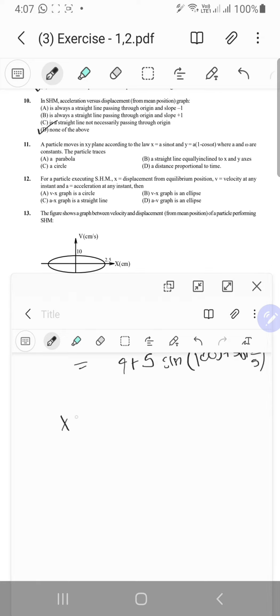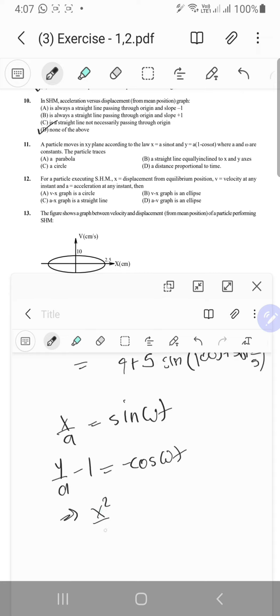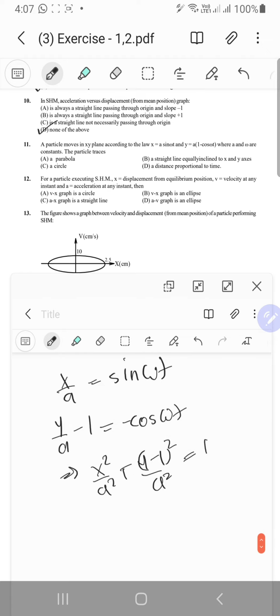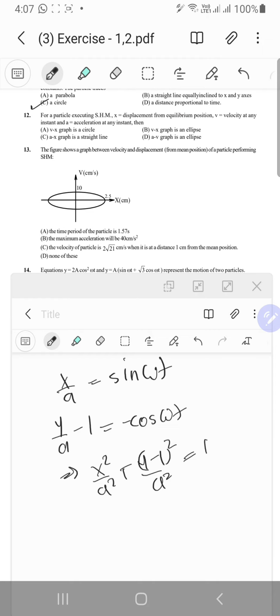Fine. So x upon a equals sine omega t. y upon a minus 1 is minus cosine omega t, which means x squared upon a squared plus (y minus 1) squared upon a squared is 1. So yeah, it's not even an ellipse, it's actually a circle. Distance proportional to time. Wait, what? That doesn't make sense. Next question.